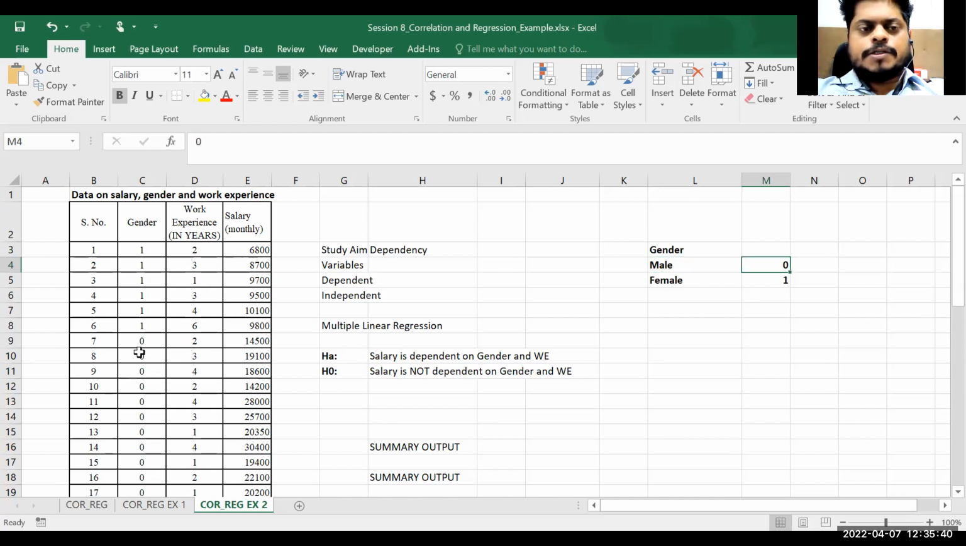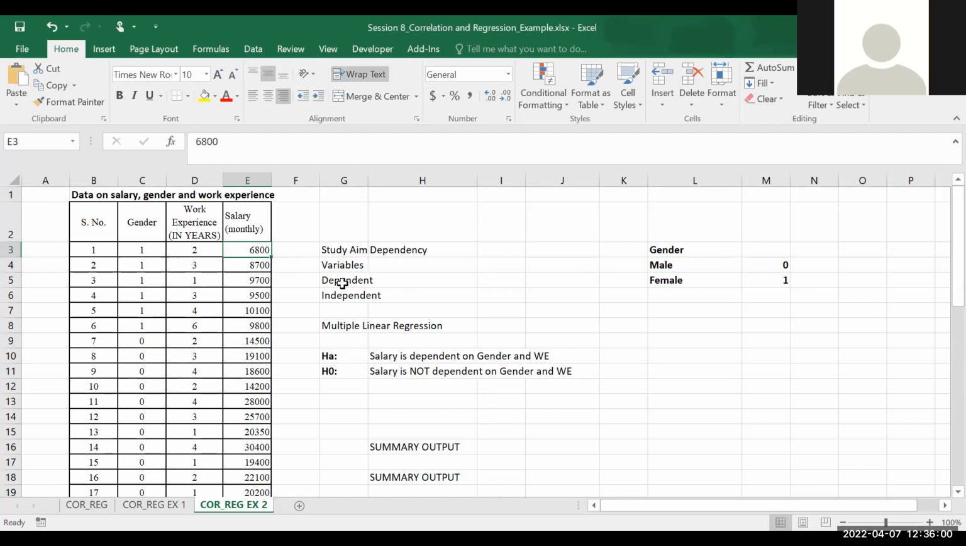So what has happened? What does it mean? This person, 0, means that person is a male, 2 years of experience, and the monthly salary he is getting is 14,500. This person, serial number 1, is a female, coded as 1, work experience 2 years, and she is earning... Yes, Abhijit. Sir, if it's a female, then females will get that much salary less than males. We can only put 0 and 1 there.